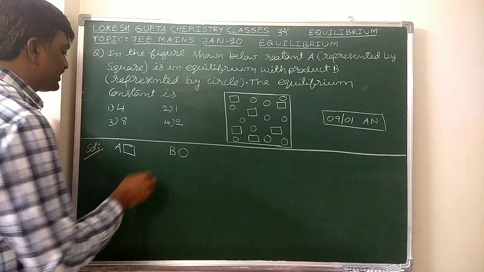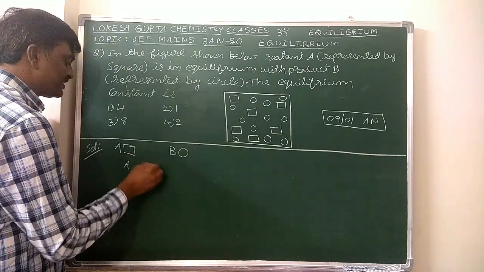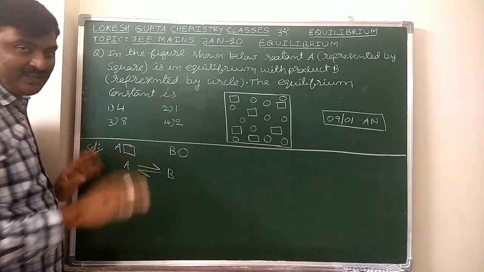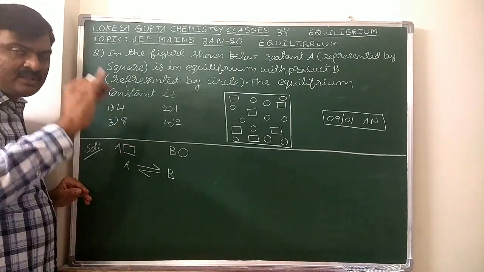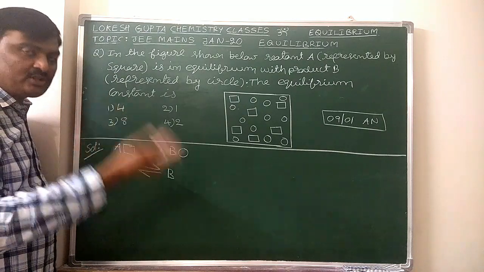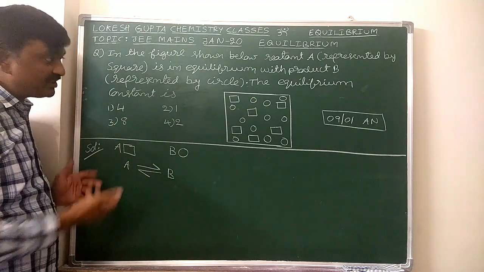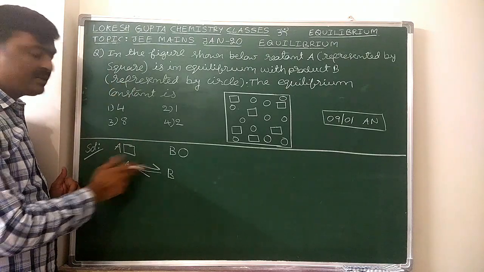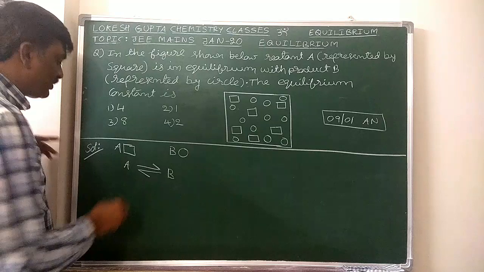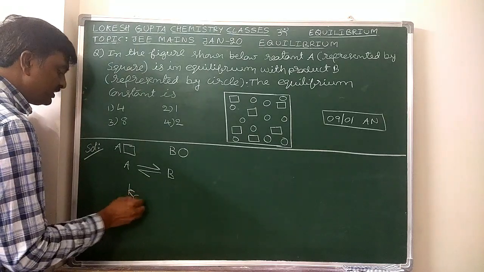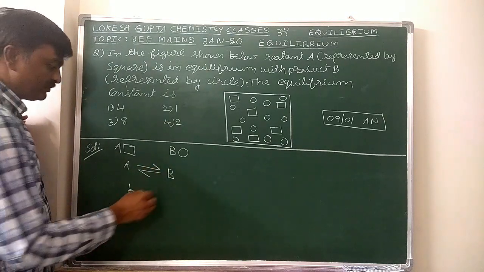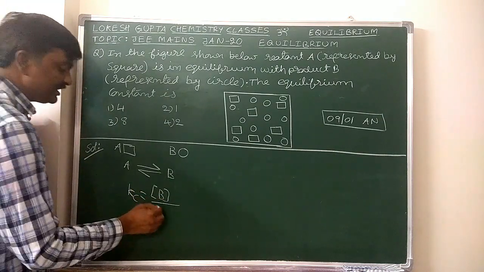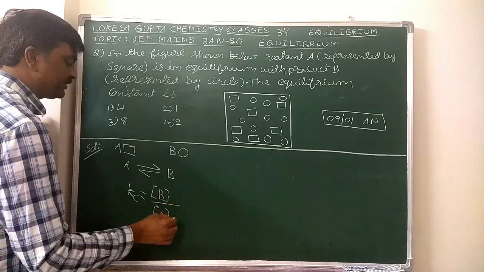Now what is the reaction? A, it gives rise to B. Actually, if they give the equation, it will be well and good. Why? Because Kc value depends on the stoichiometry of the equation also. But here stoichiometry not mentioned. Okay, that's why we are taking it as A, it gives rise to B. Now what we know? Equilibrium constant equal to equilibrium molar concentration of product B by equilibrium molar concentration of A.